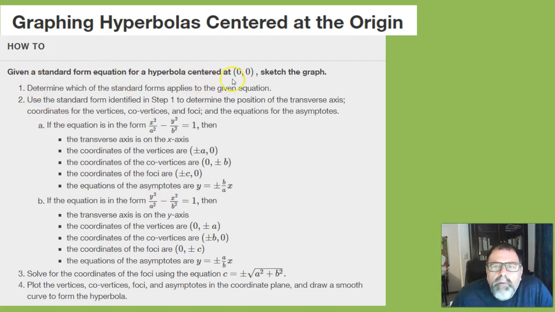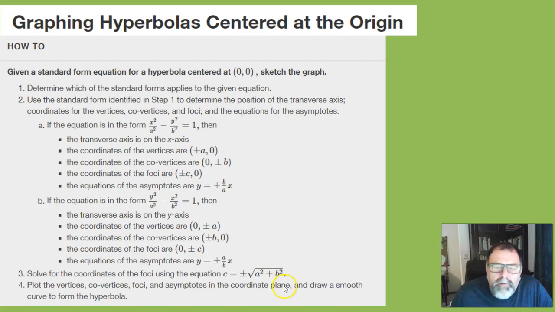So given the standard form, centered at 0, 0, sketch the graph. Determine which of the standard forms applies. So is it a vertical transverse axis or a horizontal transverse axis? Then you can determine the position for all those items. You have to figure out which case it is, and then figure out all the coordinates of the vertices, covertices, the foci, and the asymptotes. Then solve for the coordinates of the foci by using this equation. All right. Plot the vertices.